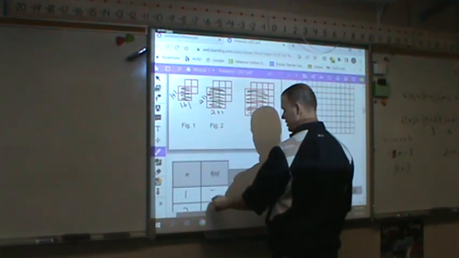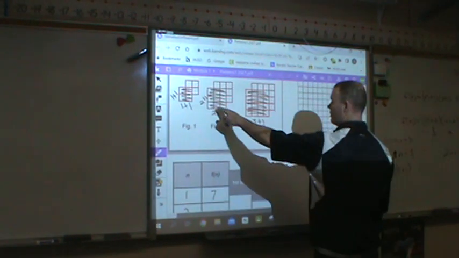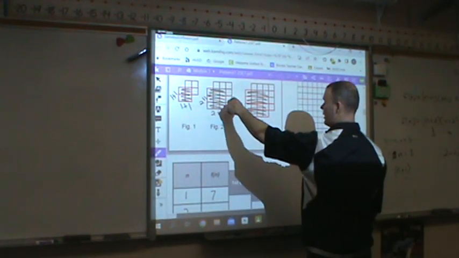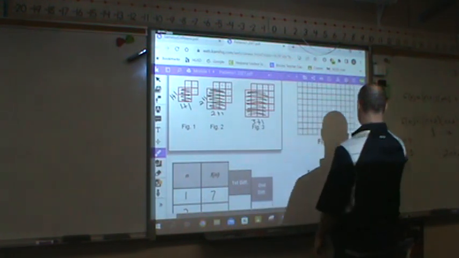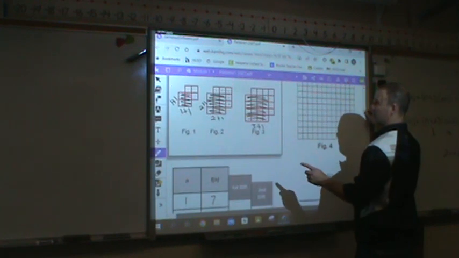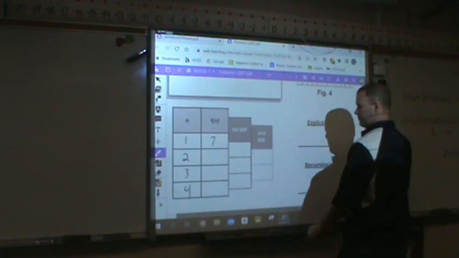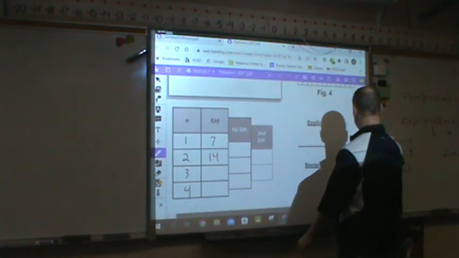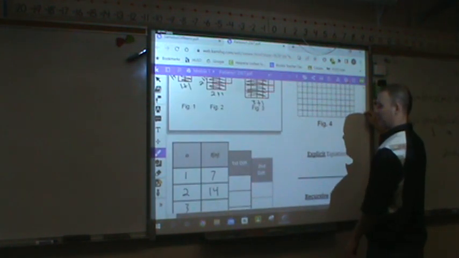4 plus 3 is 7. We've got 3 by 3, which is 9, 10, 11, 12, 13, 14, 15. Is that right? 3 by 3 is 9. 9 plus 9, 10, 11, 12, 13, no, 14. Figure number 3, again, fill those out. You should be able to fill that out.